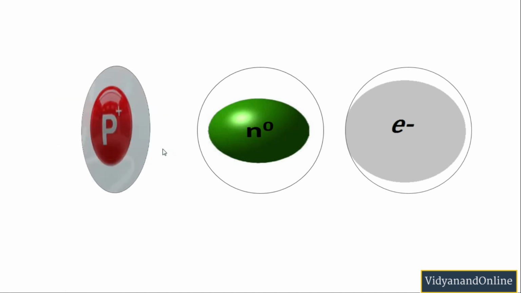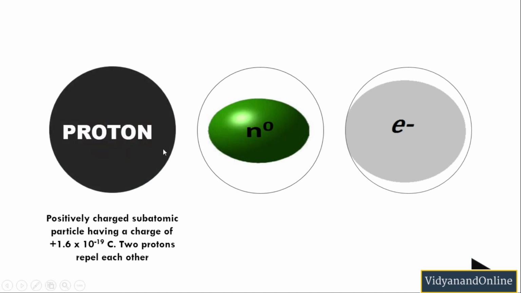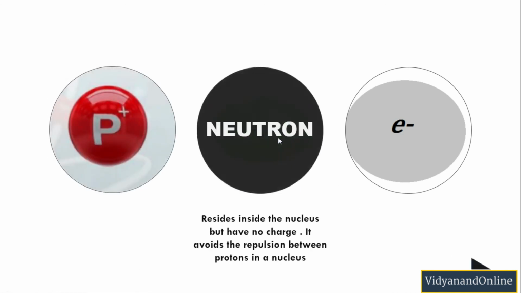So we studied about the proton. A proton is a positively charged subatomic particle having a charge of plus 1.6 into 10 to the power minus 19 Coulomb. Two protons will repel each other, and that is why you have a neutron. So what is a neutron? A neutron resides inside the nucleus but has no charge. It avoids repulsion between protons in a nucleus. So if you have more than one proton, you will always have a neutron inside the nucleus.